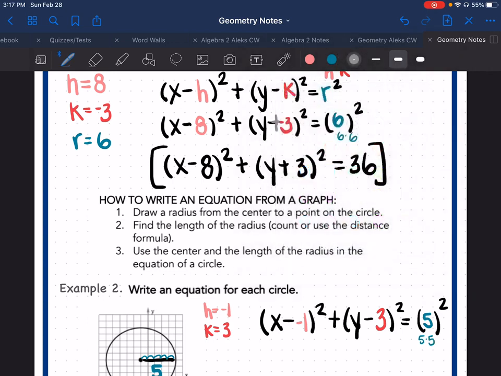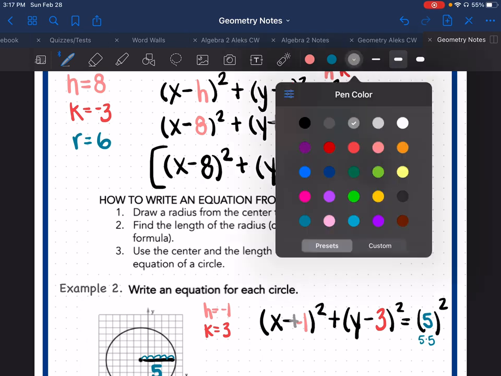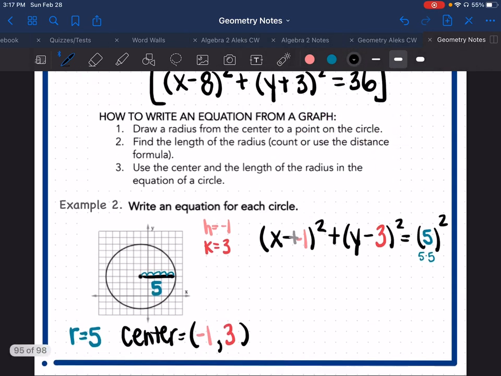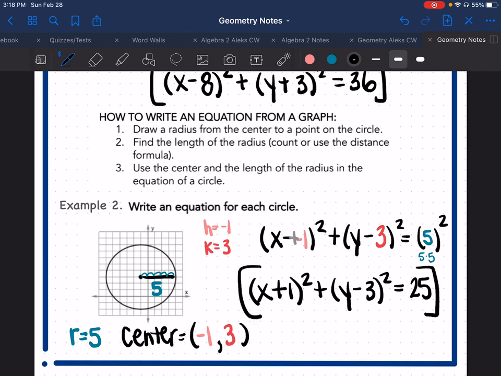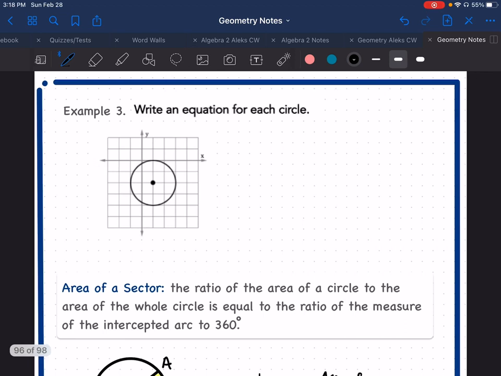I do see here that in the first blank I have that double negative. So a double negative is going to become a positive. And I'm going to have x plus 1 squared, y minus 3 squared, and 5 times 5 is 25. There's my equation. Okay, let's practice it one more time. Write the equation of this circle. So remember, you're going to draw your radius, and then you're going to count how long it is. 1, 2.